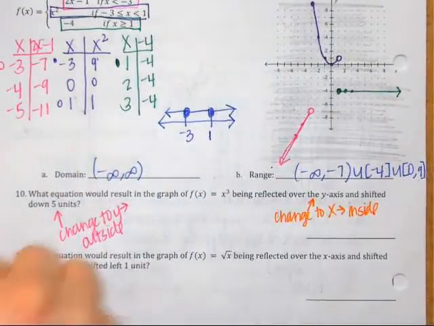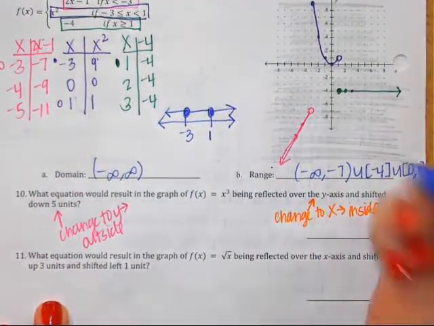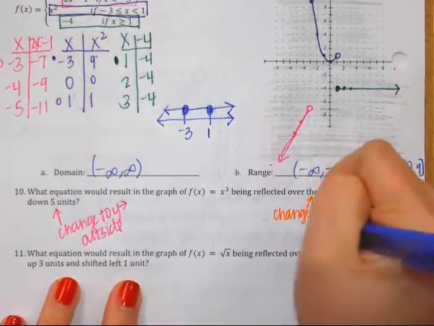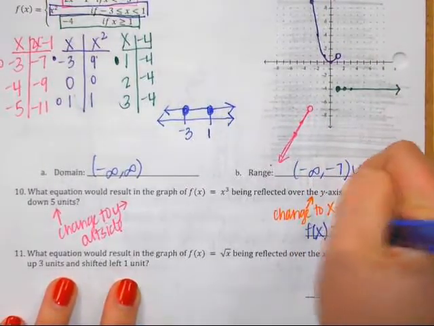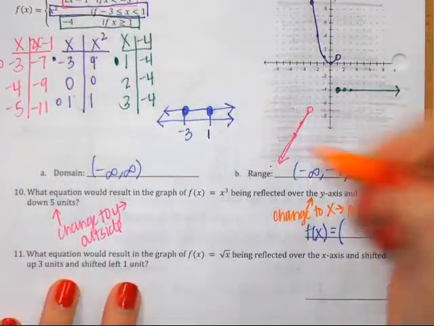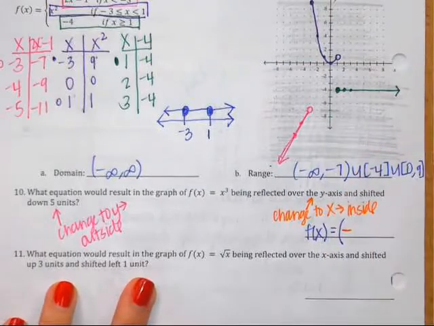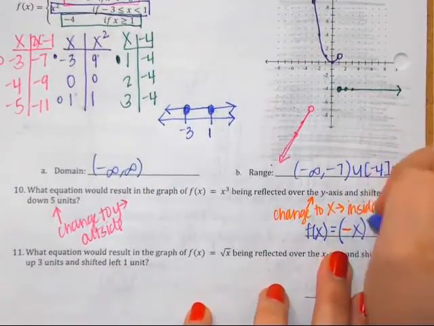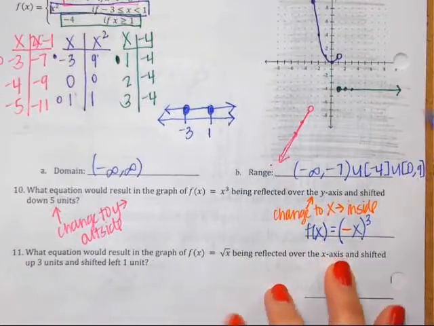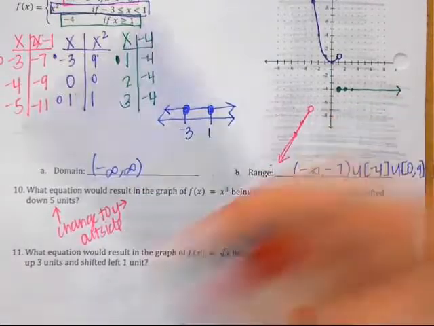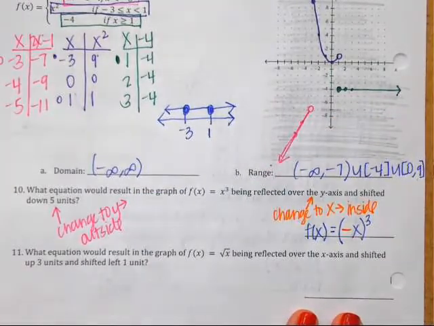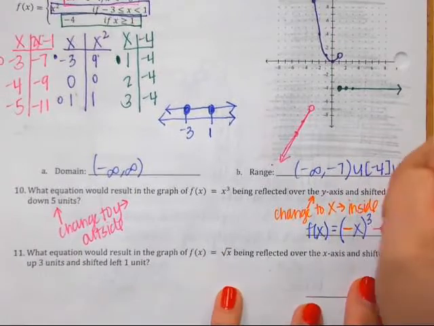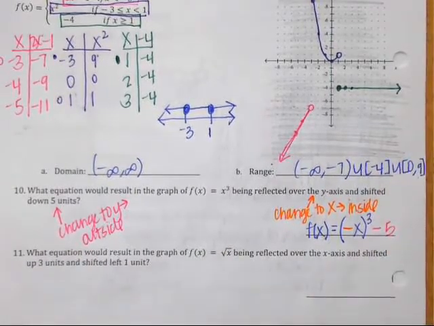So when it's inside the function, now our parent function is x cubed. When it's inside the function, that means it's within the parentheses. It's within what's being cubed. And a reflection is always that negative. So it'd be negative x cubed. And then a change to the y is outside. And remember, it's the same operation. So down is minus 5. And that would be your transformed function.